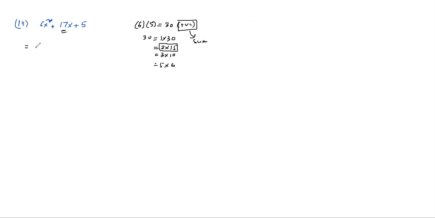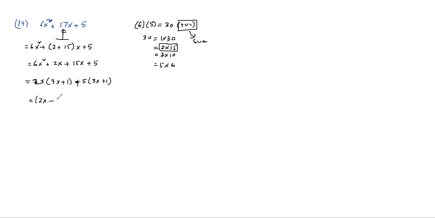So you can write 17 as 2 plus 15, and then x will be outside. This 17 has been broken like this. Now you can break the whole thing. It will be twice x, 15x plus 5. Then you can take 2 common, x common. That will be 3x plus 1. Then 5 you take common, 3x plus 1. So overall what you get? 2x plus 5, 3x plus 5.